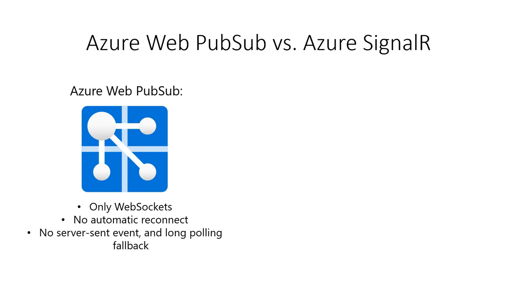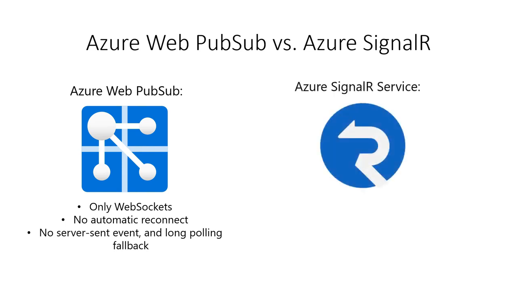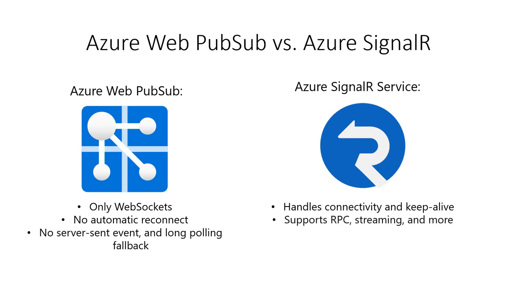The Azure SignalR service does a bit more. Its SignalR protocol can keep connections alive and can reconnect lost connections. It also supports more communication protocols like remote procedure calls or RPC and streaming between clients. The SignalR service also uses a fallback protocol when it can't use a WebSocket connection. So if you need more capabilities out of the box, use Azure SignalR. If you don't, use Azure Web PubSub.